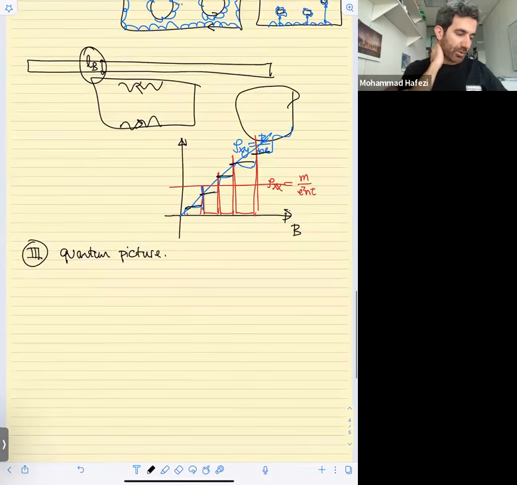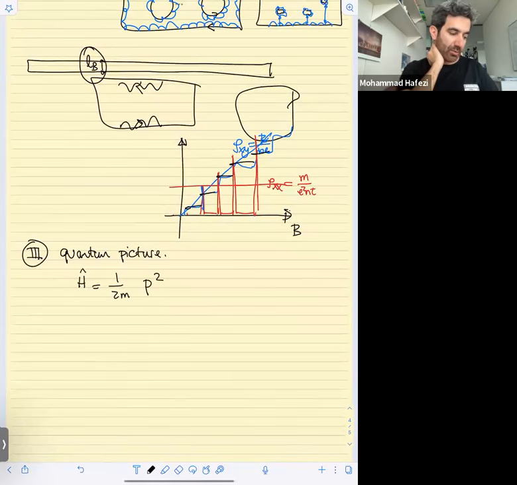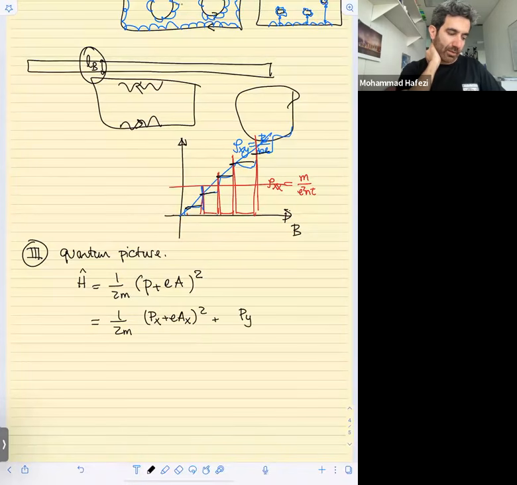In a full quantum picture, I have to look at the Hamiltonian of the system. So it's a bunch of electrons in 2D, so it's just p squared. But now in the presence of a magnetic field, I have to do minimal coupling, couple it to the electromagnetic field. Now I write it both in the x direction and the y direction.